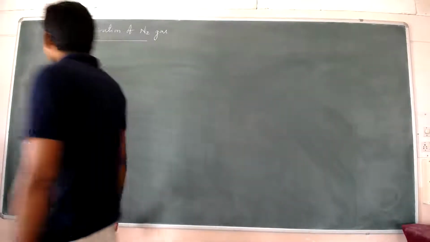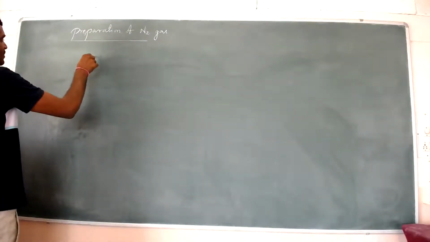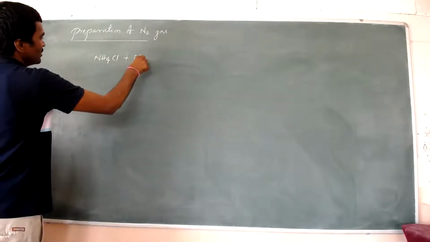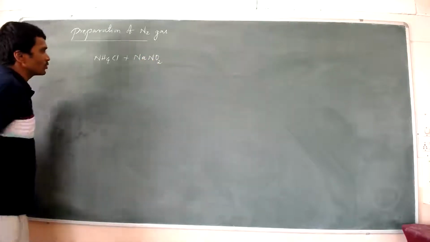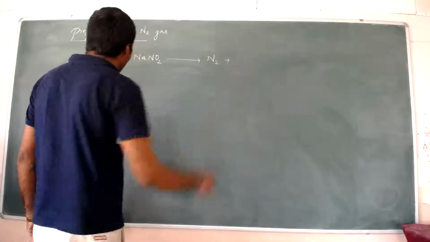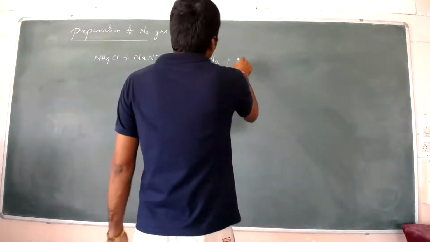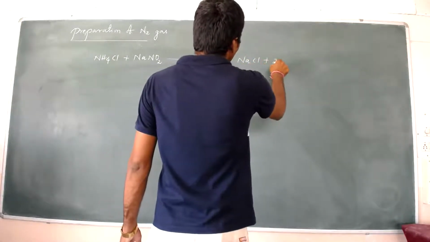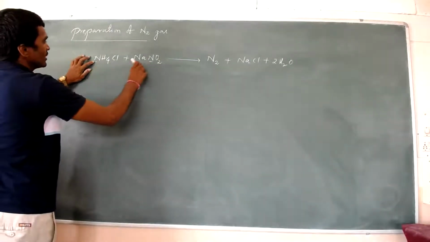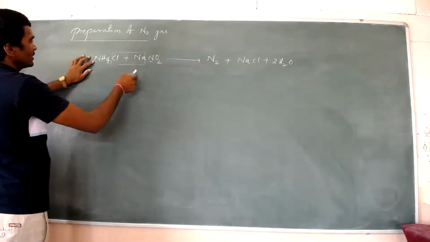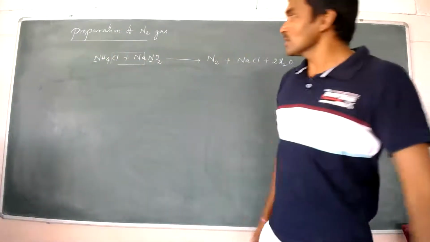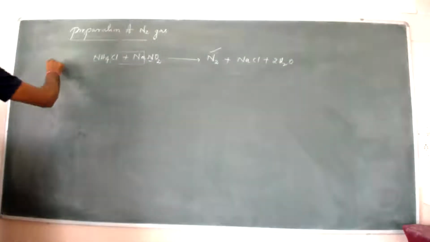In the laboratory, dinitrogen is prepared by reacting ammonium chloride with sodium nitrite, NaNO2. Ultimately you get N2 gas plus NaCl plus 2 moles of H2O. N2, NaCl, and 4 hydrogens and 2 oxygens, so 2 moles of water are formed. This is the preparation of dinitrogen in the laboratory.